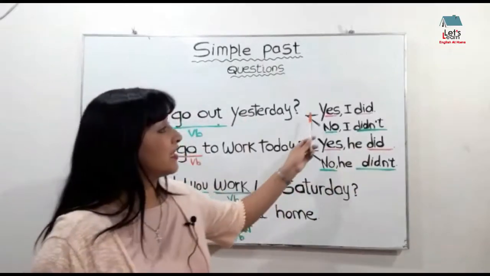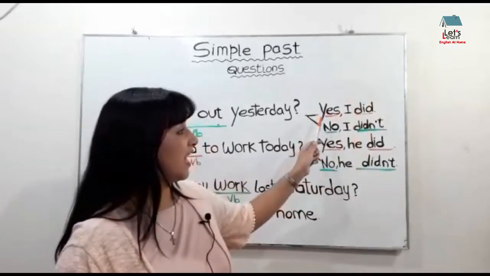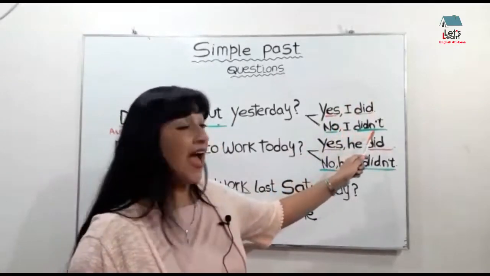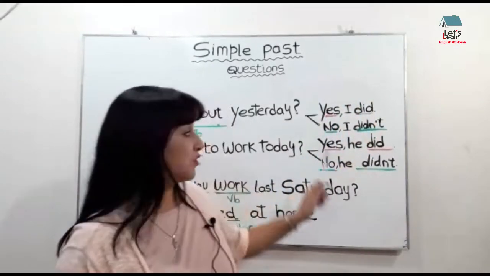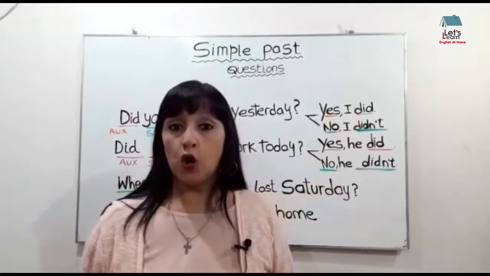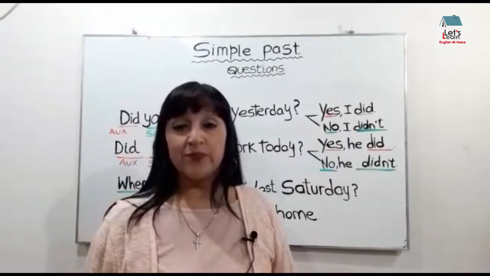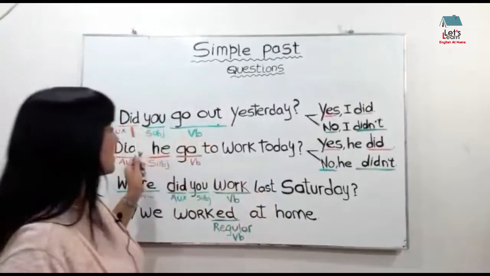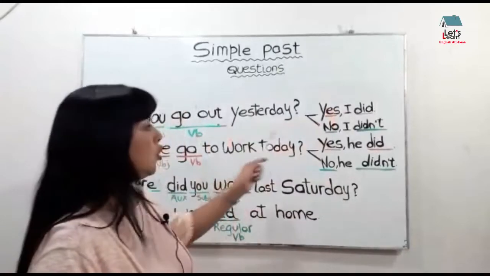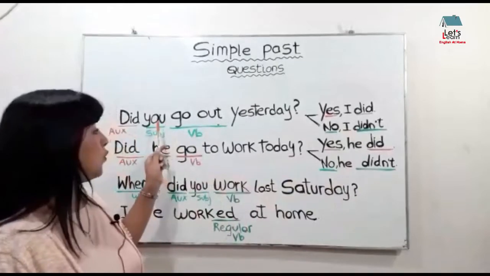You can answer yes, I did, with the same auxiliary, yes, I did, an affirmative answer. Or no, I didn't. Remember that the auxiliary for the negative is didn't or did not. This is the short form of did not, didn't. Okay, let's repeat. Did you go out yesterday? Yes, I did. Or, no, I didn't. With the question, did you go out?